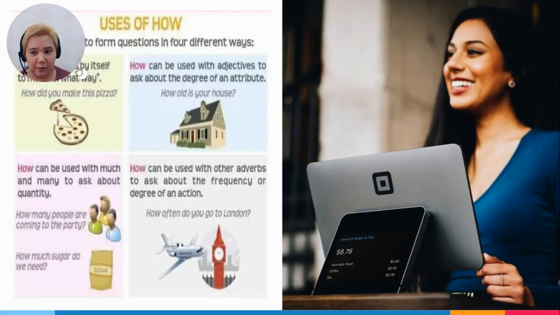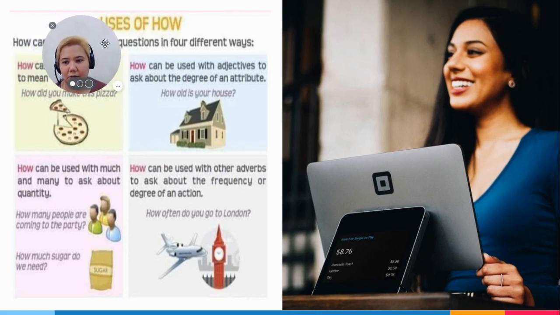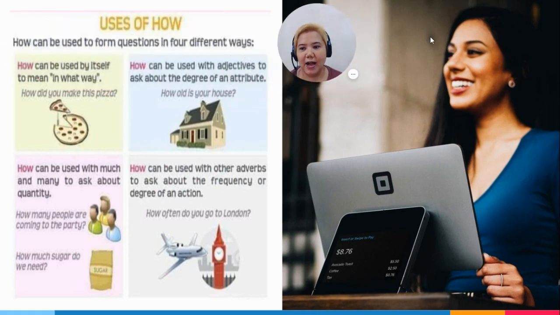Uses of how. All right, so let me move this one so you can better see. How can be used by itself to mean in what way? Example, how did you make this pizza? How can also be used with adjectives to ask about the degree of an attribute. How old is your house? How can be used with much and many to ask about quantity. How many people are coming to the party?